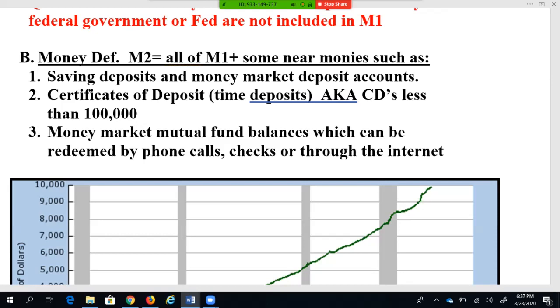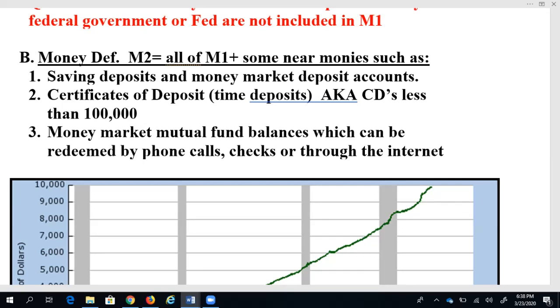You have to go to the bank, withdraw the money, so it's that one extra step. So M2, which is slightly less liquid, includes all of M1 plus savings accounts and CDs, which are time deposits. They're certificates of deposit.